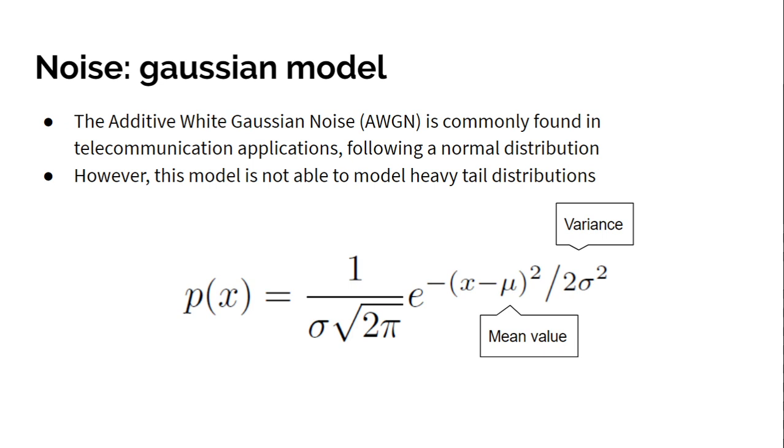So the first one we're going to talk about is just the traditional additive white Gaussian noise, which is pretty common in telecommunications. Its formulation can be seen here. That's the probability density function, or PDF for short. The models that I talked about were designed considering this noise affecting the signal only. So yeah, that's pretty much it.